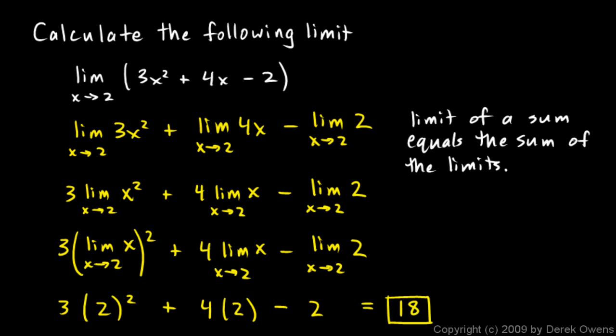Now you might notice in this case that this 18 we had here for an answer, that's the same thing we would get if we just plugged in an x value of 2 in for the variable right there. This would be 3 times 2 squared plus 4 times 2 minus 2, which is exactly what we had down here. 3 times 2 squared plus 4 times 2 minus 2. And that's always going to be the case for a polynomial. For any polynomial, the value of the limit at a particular x value is just the value of the polynomial at that x value. Let's write that fact.